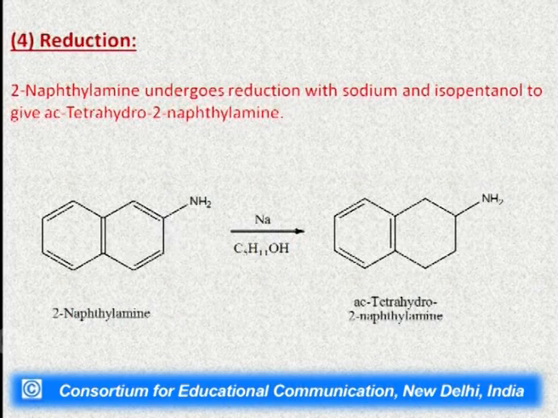Now comes the reduction reaction. 2-naphthylamine on reduction with sodium and isopentanol will give us ac-tetrahydro-2-naphthylamine. This ac stands for alicyclic ring, and here after reduction we are getting the reduced product, in which reduction will take place in that ring in which we have the amino group. So, it has now become the aliphatic ring.